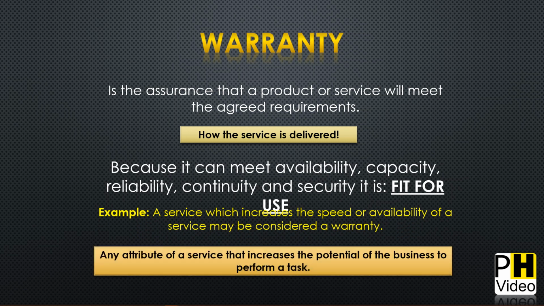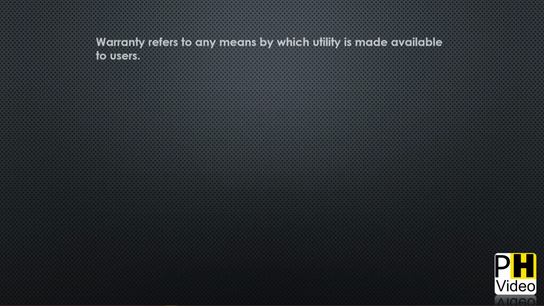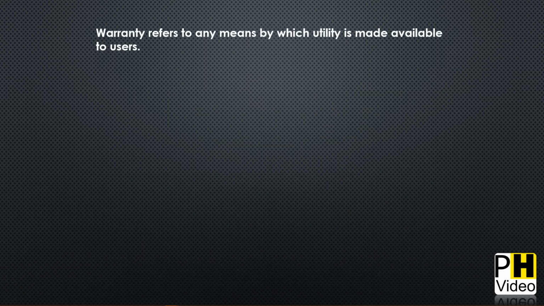An attribute of a service that increases the potential of the business to perform a task. So again, think about the pocket knife, bottle opener. Really the key here is availability, capacity, reliability, continuity, security, fit for use. Warranty refers to any means by which the utility is made available to users. Again, we can go back to the pocket knife example one last time. The bottle opener is the utility. It lets me pop open bottle caps. Great. Warranty is, can I access that bottle opener when I need it?